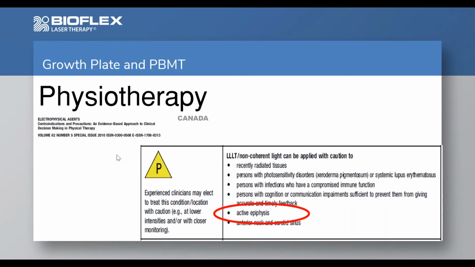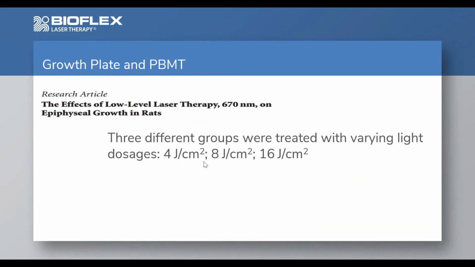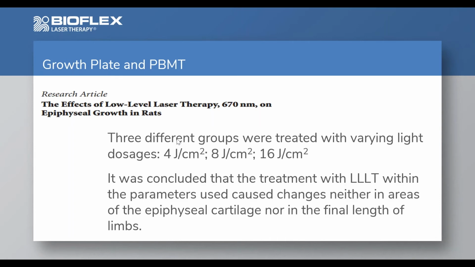In fact, we know it's quite safe. There's been a fair amount of research in the field too. This particular paper looked at the effects of red light on the epiphyseal growth plate in rats, and they used different dosages from 4 joules all the way up to 6 joules per centimeter squared. So that's the energy density. They concluded that low-level laser therapy within these parameters caused changes neither to the areas of the epiphyseal cartilage nor in the final length of the limbs. In other words, they used a double negative there. It didn't have a negative effect on the epiphyseal cartilage or the growth of the long bones in the rats.